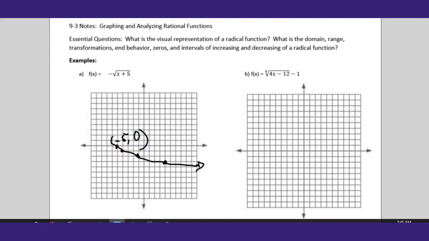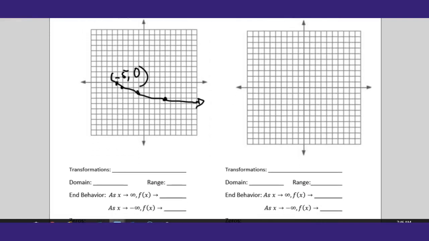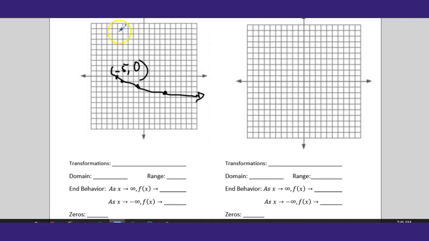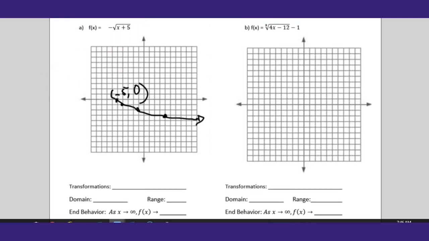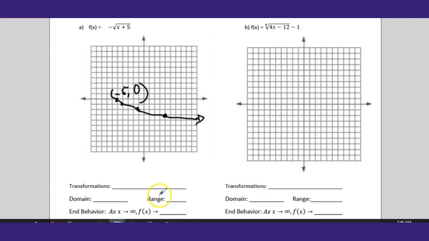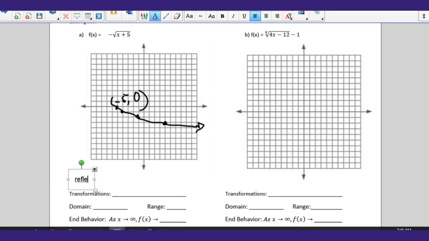Anyway, so now that we have that, let's go down here and answer some of these questions. The transformations that we have, first is the negative. That negative says reflect over the x-axis. I'm going to actually type those in. So we have reflect over the x-axis. All right, then we have the plus 5. That plus 5 right there tells us we're going to go left 5. All right, or left 5.